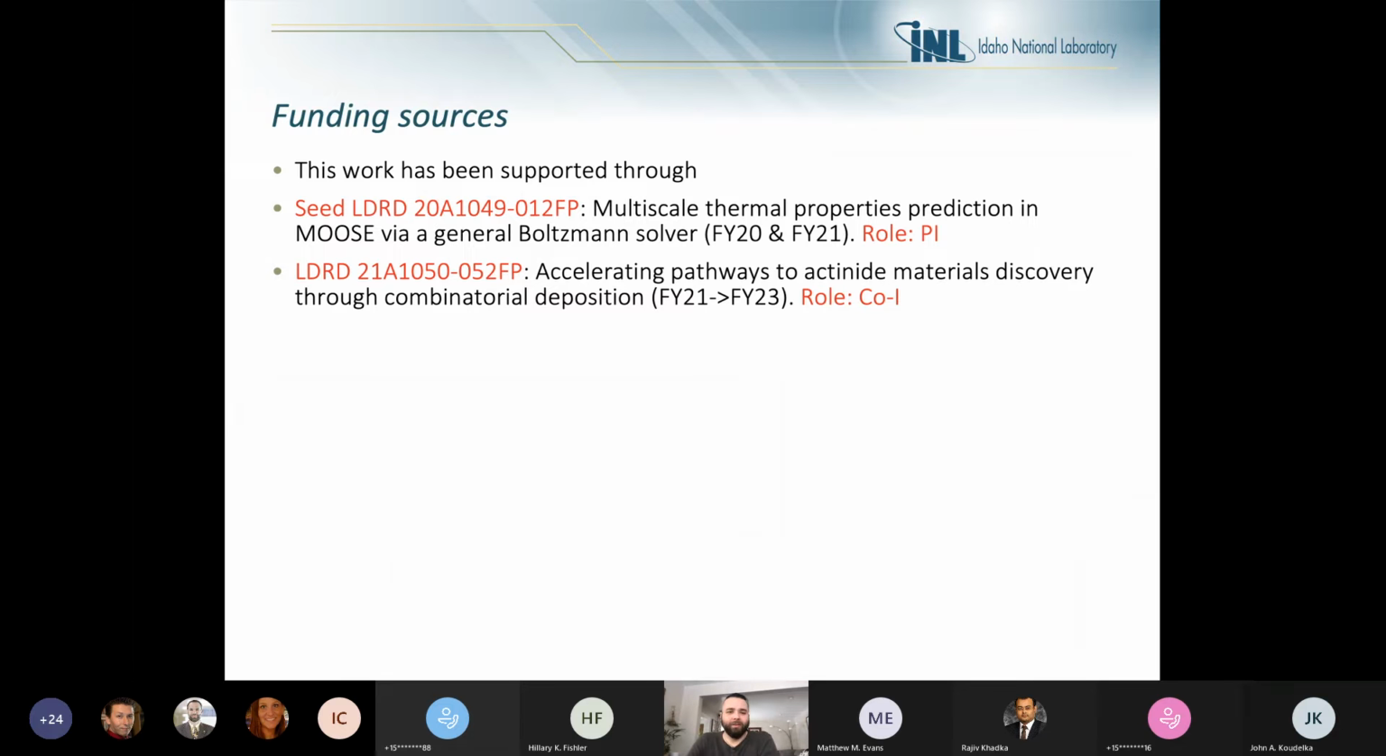Just to mention my funding sources for this. A lot of the work was done with the seed LDRD, and the full LDRD is doing a lot of modeling and simulation with phonon electron transport to model thin films of actinide materials. So we look at uranium and thorium. We were interested in some of the electronic phenomena happening within those and how they could be used and better understood as fuels for reactors in the future.